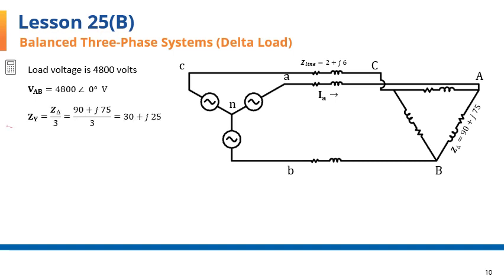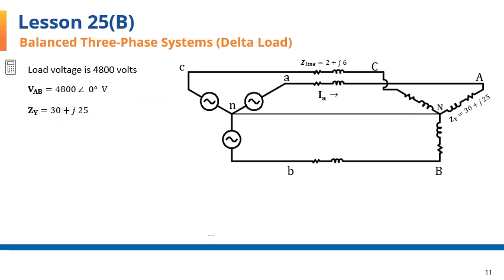So here it is, ZY equals Z delta over 3. And so each leg of the Y for this example will have an impedance of 30 plus j25. The next slide has the Y-connected equivalent load. And here is the converted load. The neutral conductor that's inserted here is only to help us with our analysis of the system and is inconsequential to the overall function of the system, as it does not carry any current.